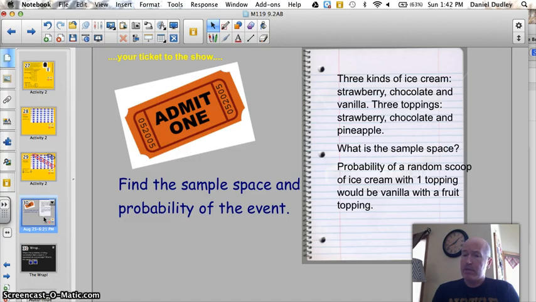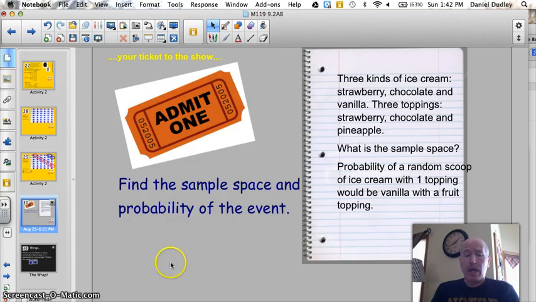What is the sample space? In other words, how many different combinations with 1 topping and 1 kind of ice cream? And what is the probability of a random scoop of ice cream with 1 topping would be vanilla and a fruit topping? All right, so 1 scoop of ice cream and having a fruit topping on. Figure out what that sample space is, and then what the probability of it is.